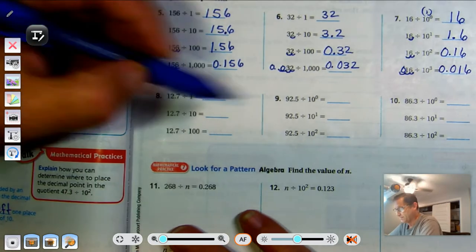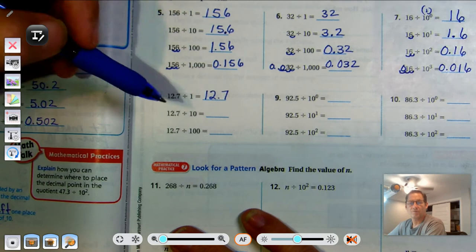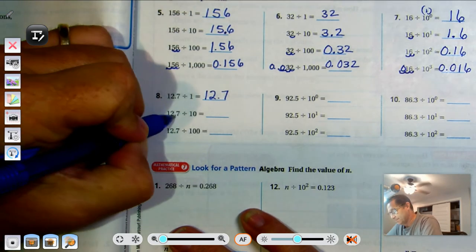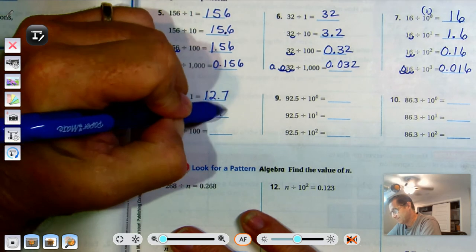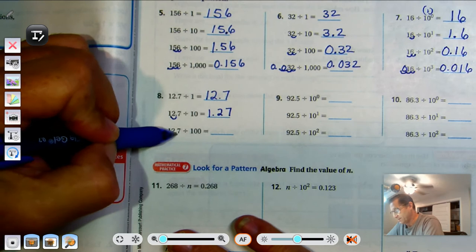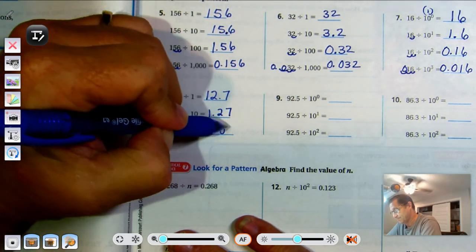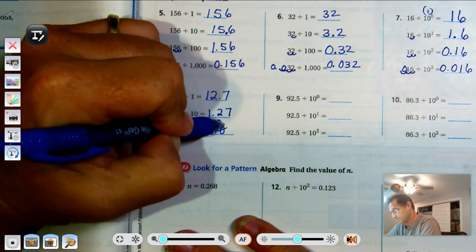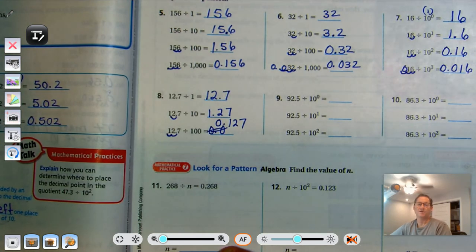12 and 7/10 divided by 1 is that number. 12.7 divided by 10, move the decimal point 1 place to the left. 12 and 7/10 divided by 100, move the decimal point 2 places to the left. And we get 127 thousandths.